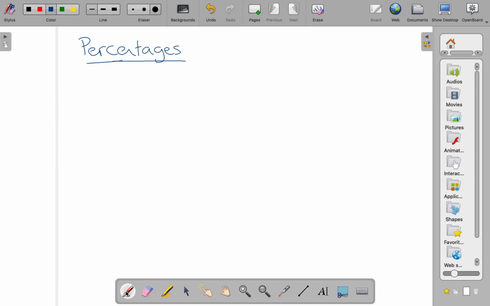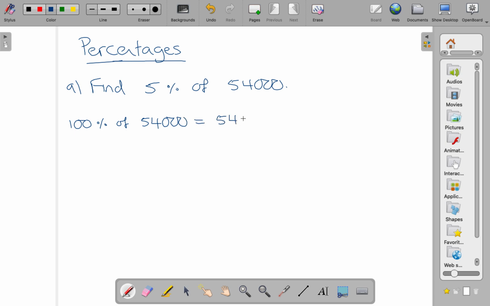Okay, so let's try another example. So let's say, for example, we are asked to find 5% of 54,000. So again, we know that 100% of 54,000 is equal to 54,000. So 100% of any number is just the number. It's like timesing a number by 1, nothing happens.